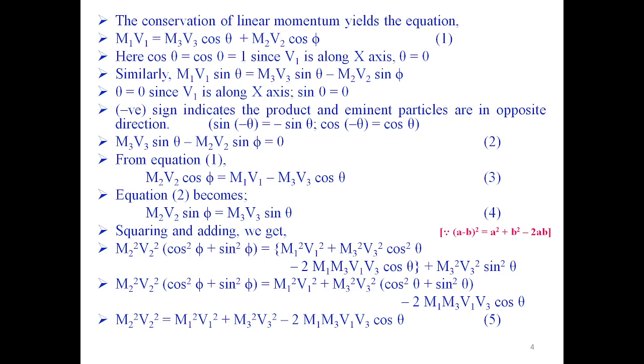And following this, we get m2 squared v2 squared into cos squared theta plus sin squared theta, which is equal to 1. So the equation becomes like this: m1 squared v1 squared plus m3 squared v3 squared minus 2 m1 m3 v1 v3 cos theta. This is equation 5.